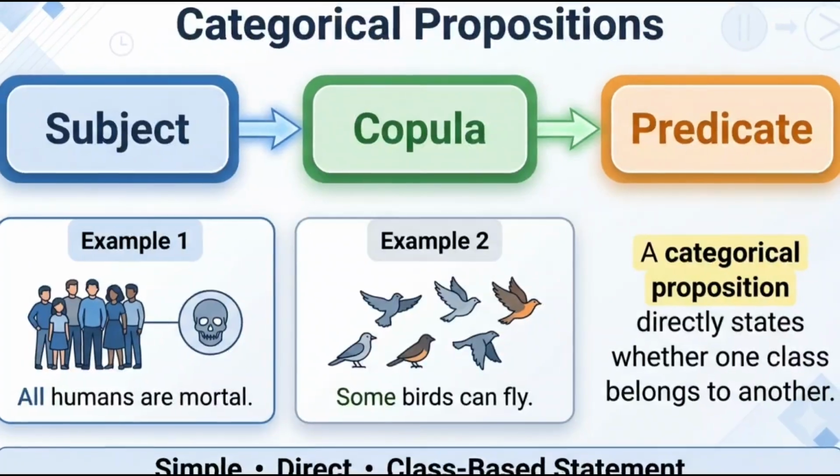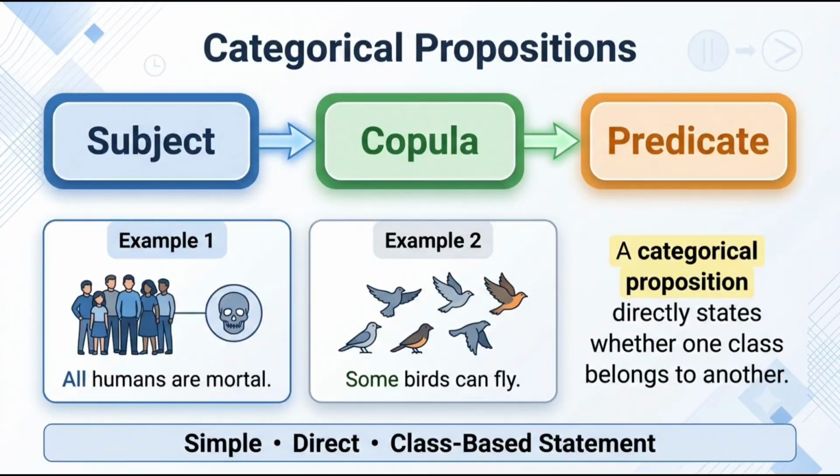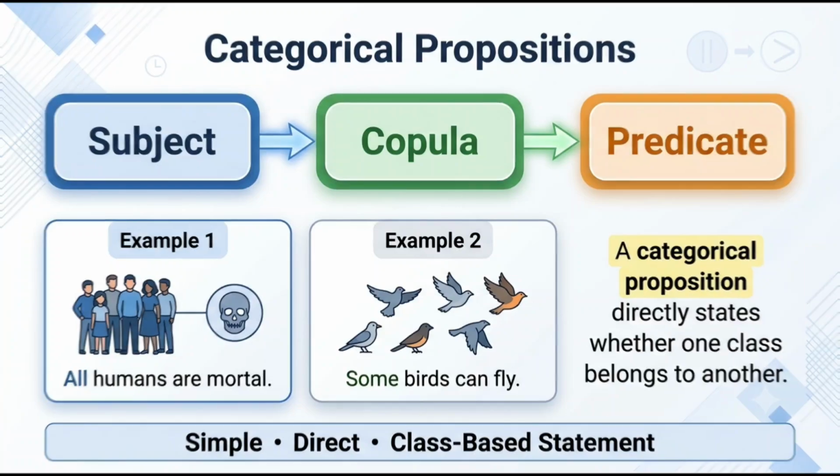Categorical proposition. A categorical proposition directly states whether one class belongs to another. It simply connects a subject with a predicate. Examples include all humans are mortals or some birds can fly. These propositions do not depend on condition or alternatives.